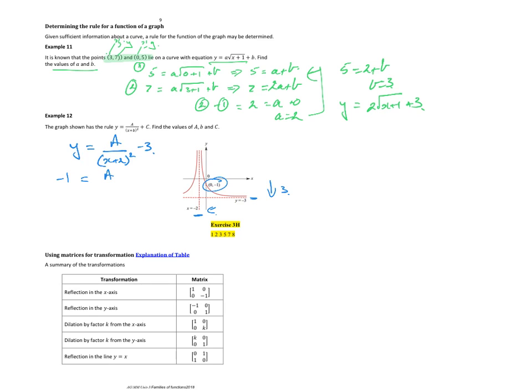a over x equals 0 and y equals -1. So add the 3 across. That'll give me 2 is equal to a over 4. So a is equal to 8. So a is 8. b is +2, c is -3.